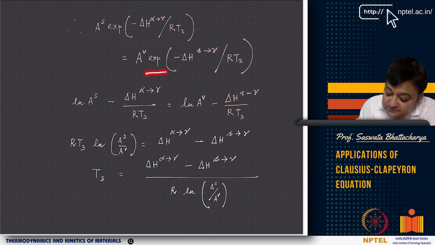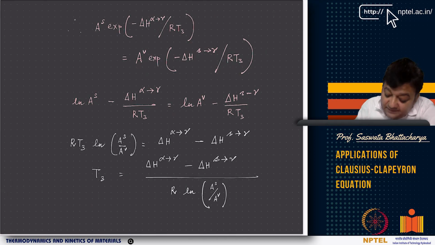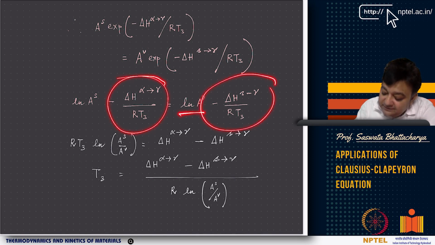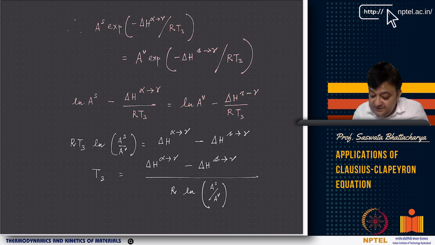I am not considering all of these, I don't have to. I am taking this term and this term to be equal, because this is P3 and this is also P3. With a little bit of manipulation, I do ln AS, and ln of the exponential is only this term, and there is ln AV and this equation. So you get RT3 ln AS by AV, because delta H alpha to gamma minus delta H beta to gamma is basically T3.